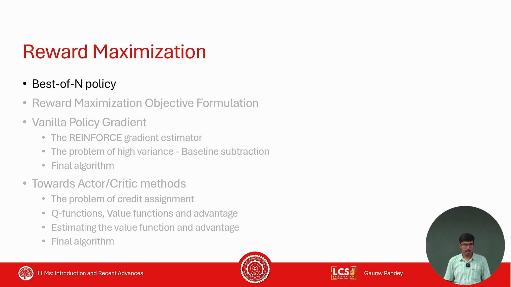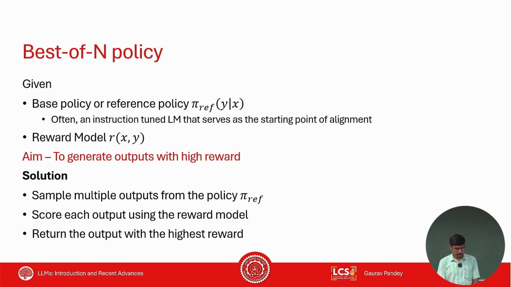So let's start with the best of n policy. Best of n policy is very simple: you have a reward model, you have a reference model, a starting policy, and you want to generate outputs that have high reward as dictated by the reward model. So how do you do that? You generate multiple outputs from your starting policy or the base policy.